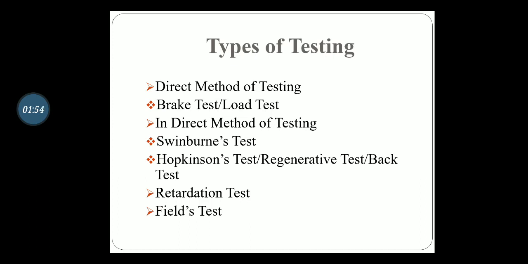In indirect method of testing, again there are many methods used, that is Swinburne test, Hopkinson test, or it is also called regenerative test or back-to-back test, retardation test and field test. So these all four tests come under the indirect method of testing. Now let me discuss one by one method of testing.